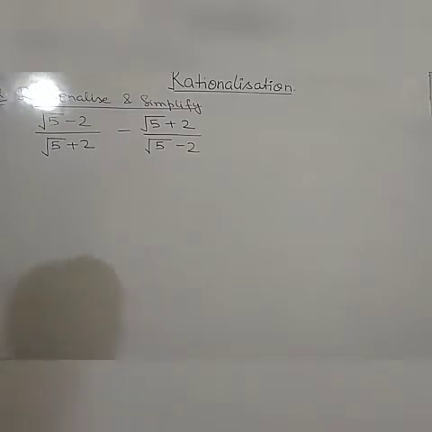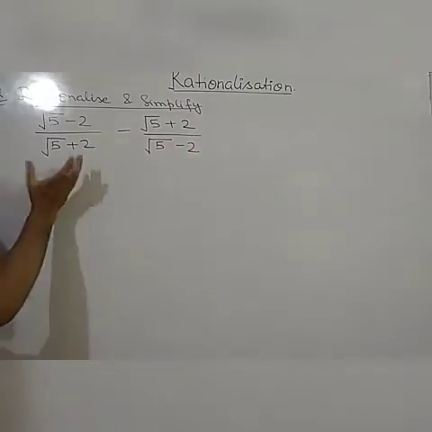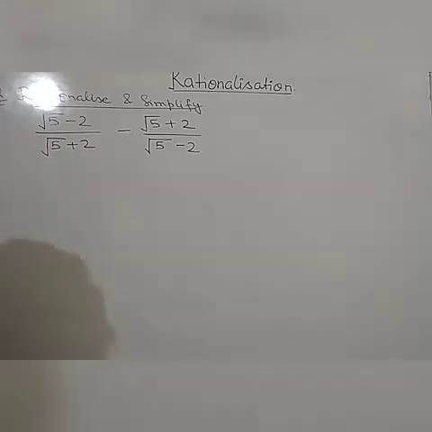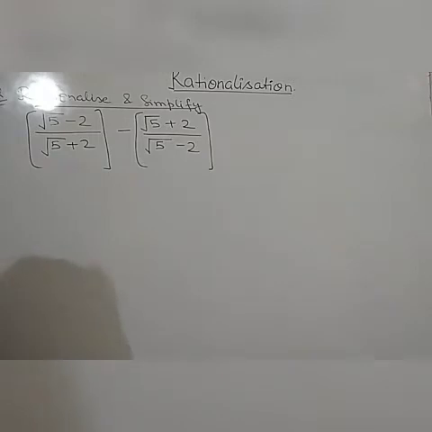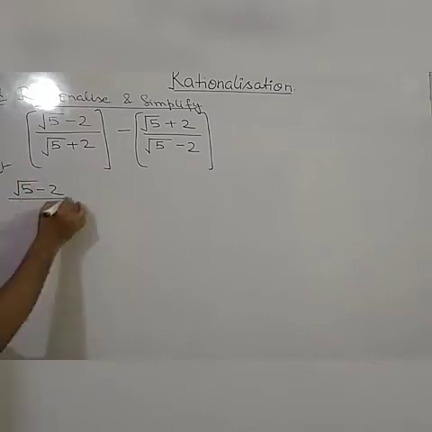If we directly solve this problem by taking the LCM, that can be done also. But I told you in the last class that we will solve separate terms one by one. So first we will rationalize this term, then we will rationalize the other term, and then we will put the values. The first term is root 5 minus 2 upon root 5 plus 2.